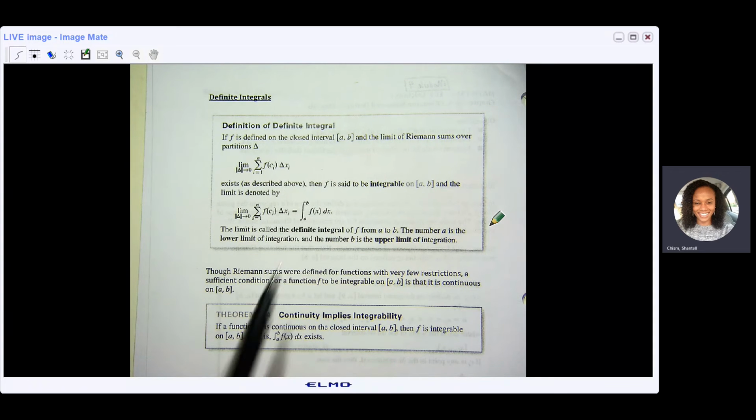So the limit of the Riemann sums is equal to the integral of f of x from a to b. I want you to recall when we were looking at differentiation, we started off with the limit process, and we used the limit process to define differentiation. Now look at how we're using the limit of Riemann sums to define integration, or how limits and integrability are related, as well as limits and differentiation.